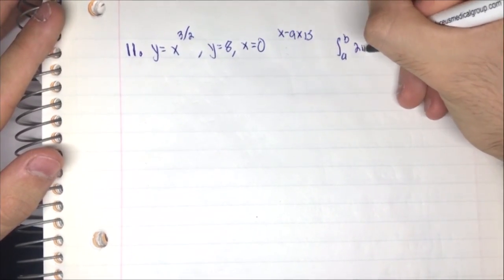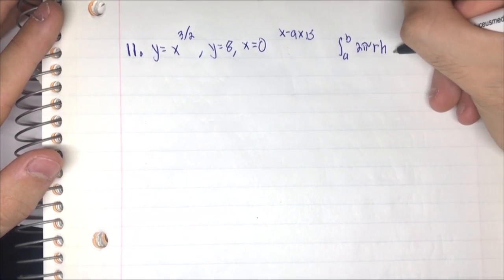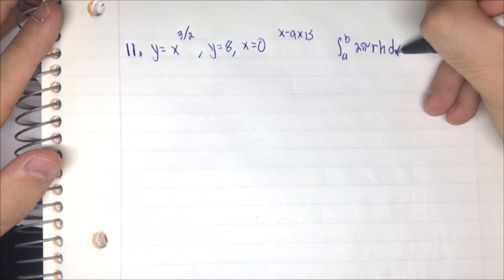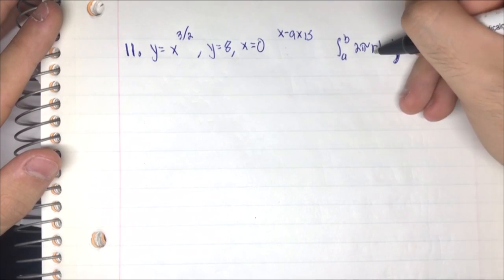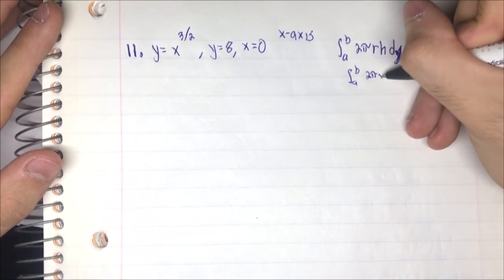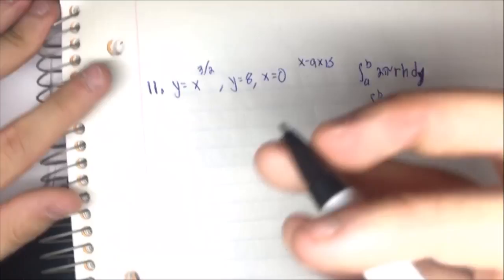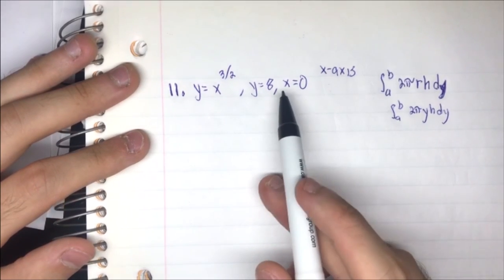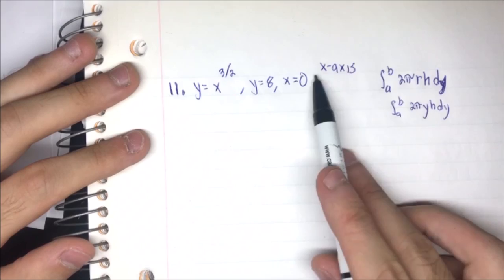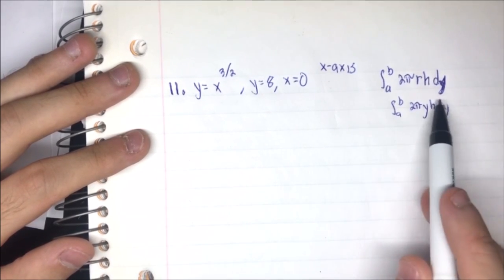So, got to write down the formula. Integral from a to b of 2 pi r h dx. But since we're focusing on the x-axis, that means this is going to be dy. And the r is going to be y. So now this is our new formula. Cool. Let's see. Since it's on the x-axis, everything in here is going to be in y's.